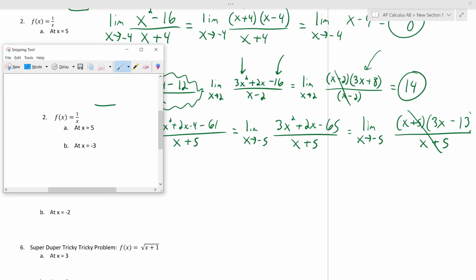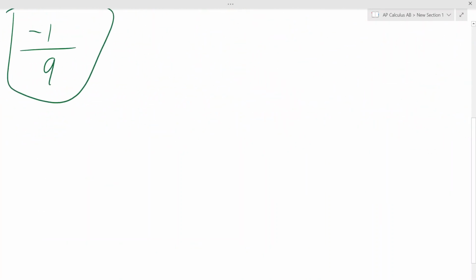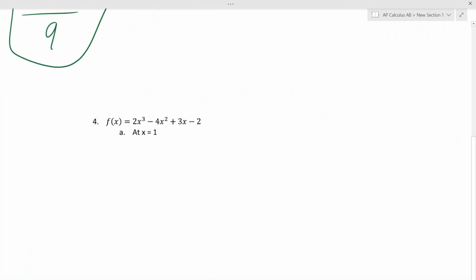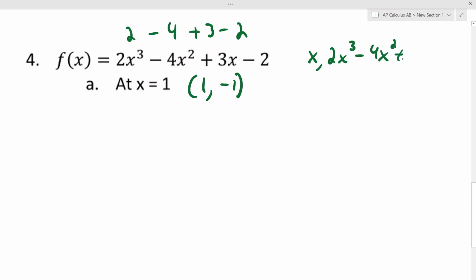Number 4, I'm making young children happy over here with reading and writing homework. Okay. Wow. There we go. With the slope of this cubic equation at 1. So again, we need to know what point we are dealing with. 1, comma, plug in a 1, you get 2, minus 4, plus 3, minus 2. So what's that, -1? Sounds about right. Cool. And our variable point is going to be x, comma, 2x cubed minus 4x squared plus 3x minus 2.